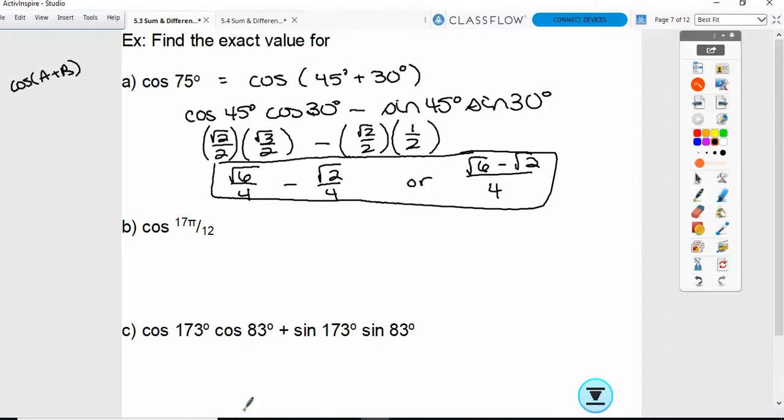On B, cosine of 17 pi over 12. It is much harder to think about what adds or subtracts to 17 pi over 12. So what I recommend is if it's in radians, change it into degrees. That'll be a little bit easier for you to think about. So how do you convert that into degrees? So the pi's cancel, so you have to do 17 times 180 divided by 12. What do you get?